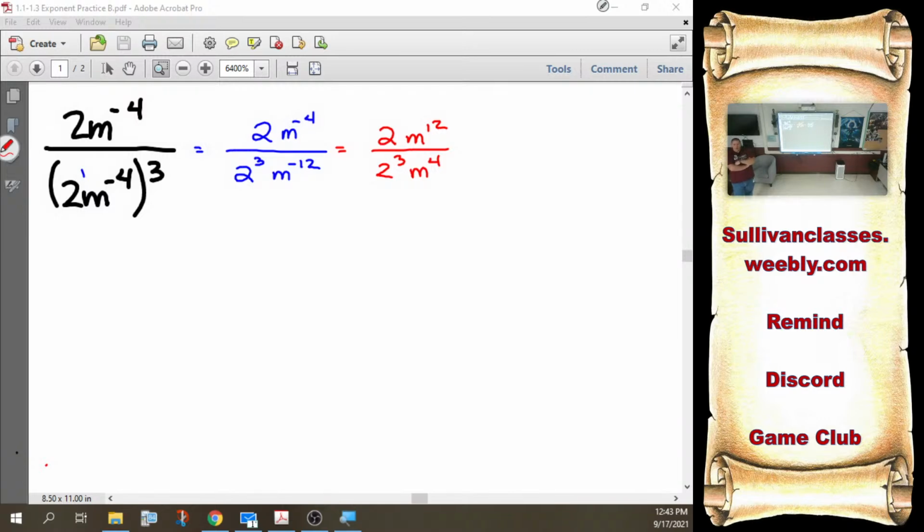The reason I'm letting you drive the bus on this is to show you that there are different routes. Rule number 6 says an exponent over an exponent, I do what with them? Okay. So what is 12 minus 4? Okay. So I've got 2. No, it's not. Okay. M to the 8th.